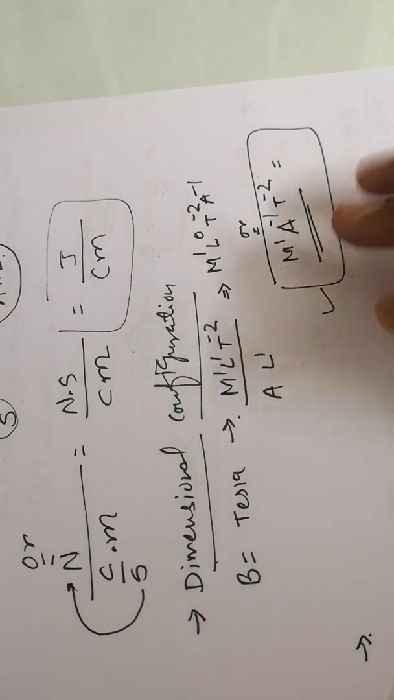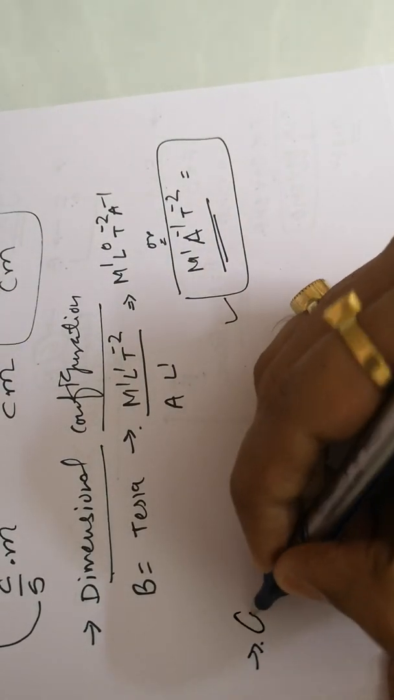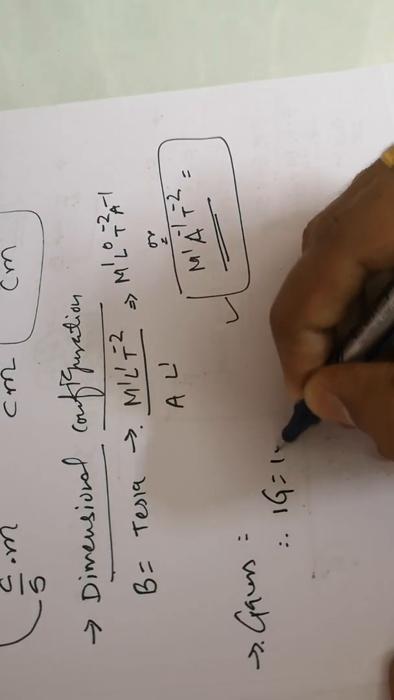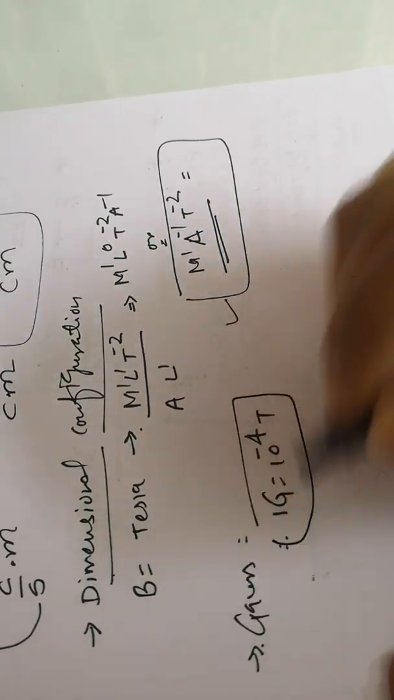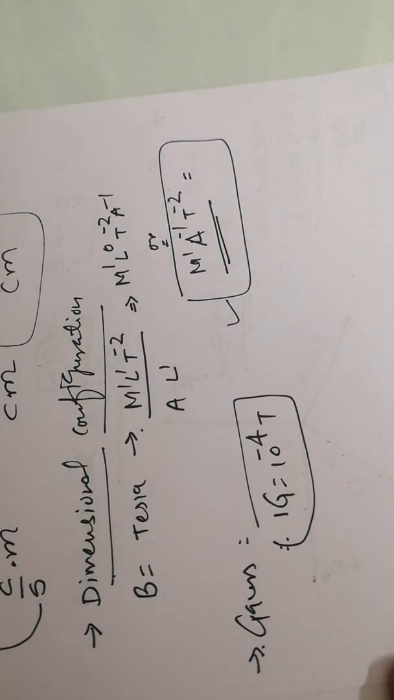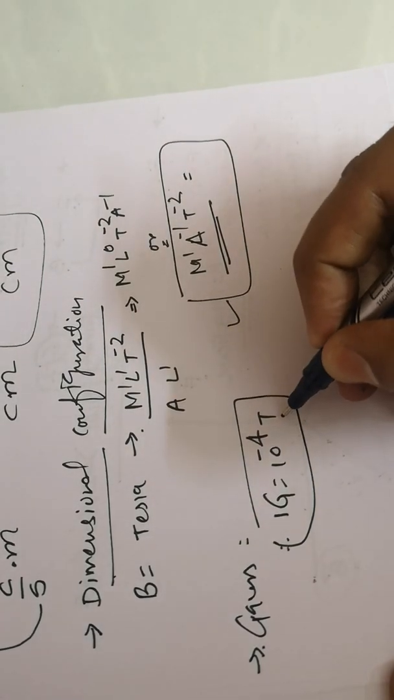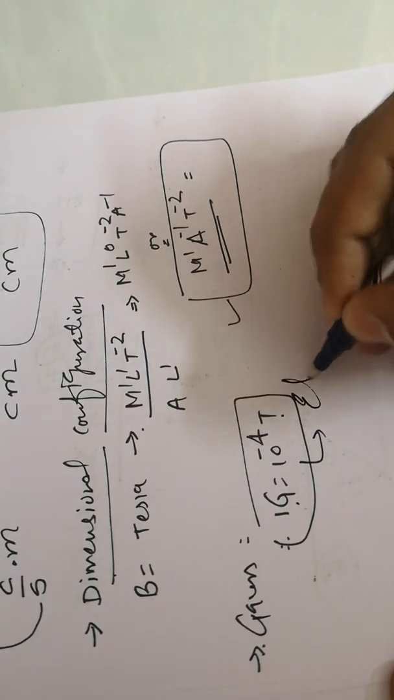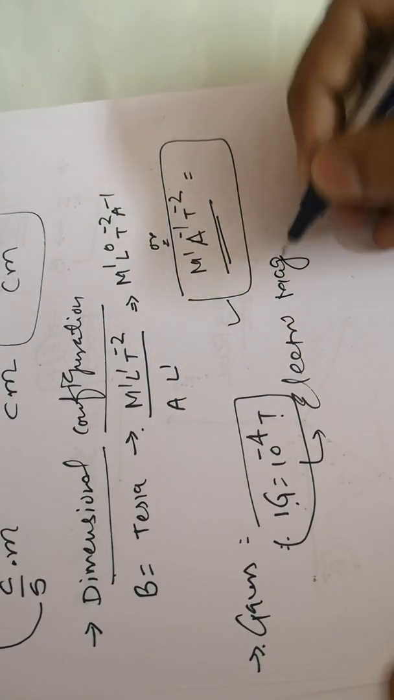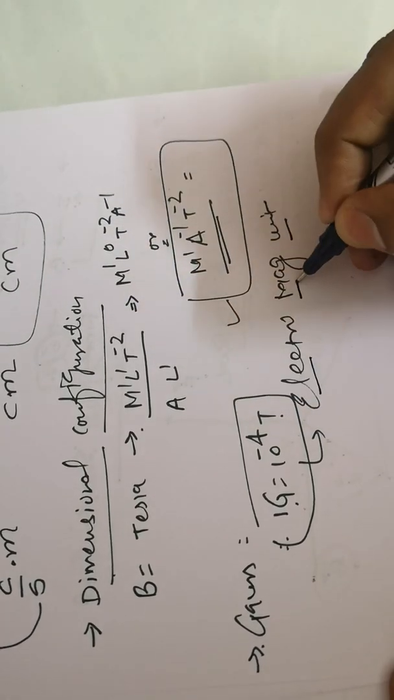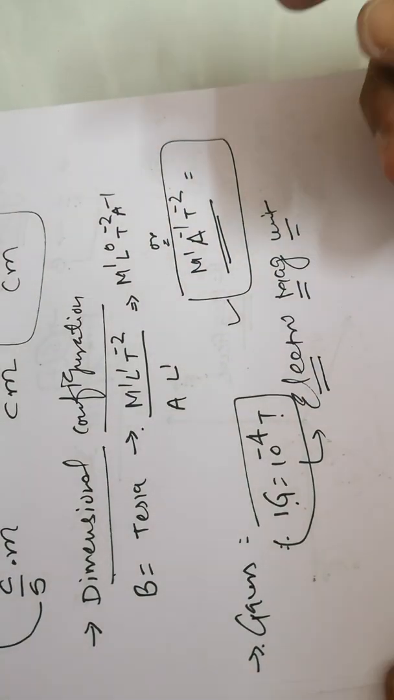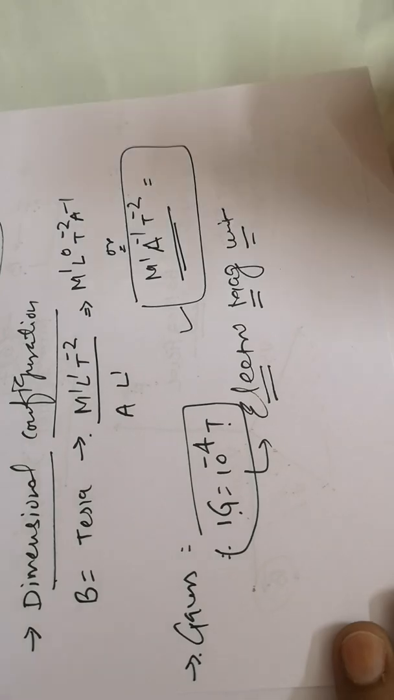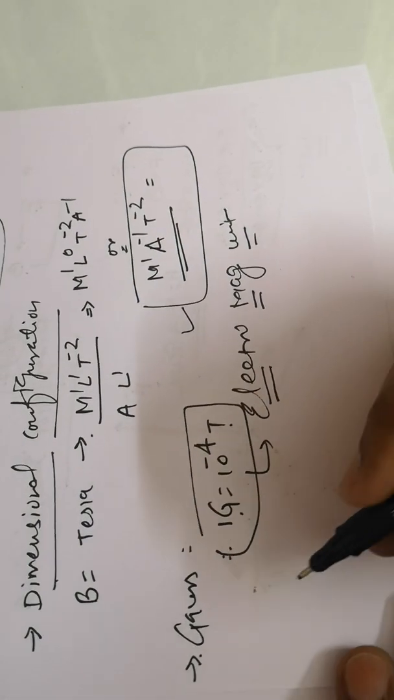Another unit which we will use widely is called Gauss. You can remember that 1 Gauss equals 10 to the power minus 4 Tesla, or you can say 1 Tesla equals 10 to the power 4 Gauss. It is our electromagnetic unit. Yes, it is a smaller unit compared to the Tesla. So whenever we use CGS units to represent magnetic field, we will use Gauss.